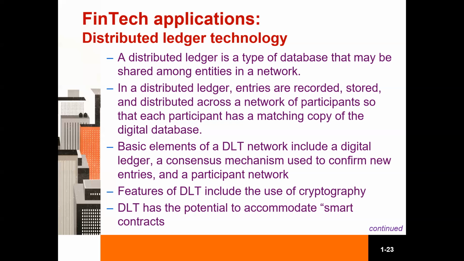DLT has the potential to accommodate smart contracts, which are computer programs that self-execute on the basis of pre-specified terms and conditions agreed to by the parties to a contract. Examples of smart contract use are the automatic execution of contingent claims for derivatives and the instantaneous transfer of collateral in the event of default.